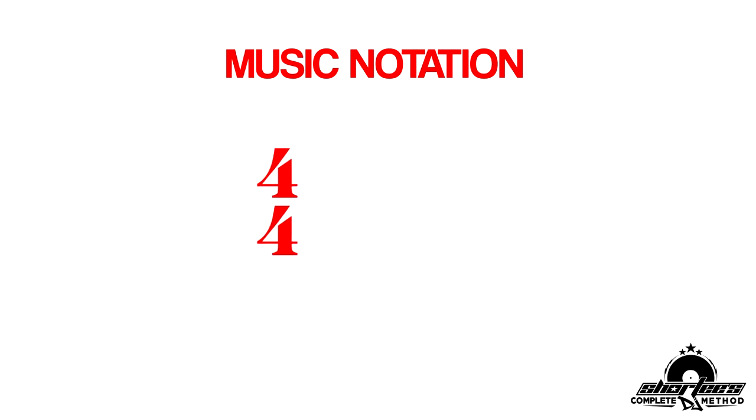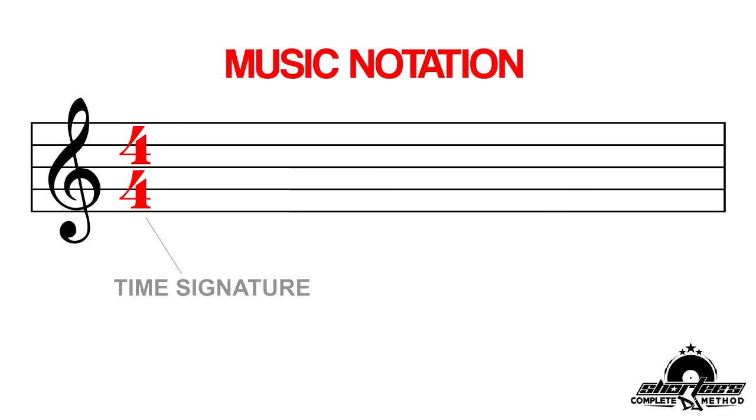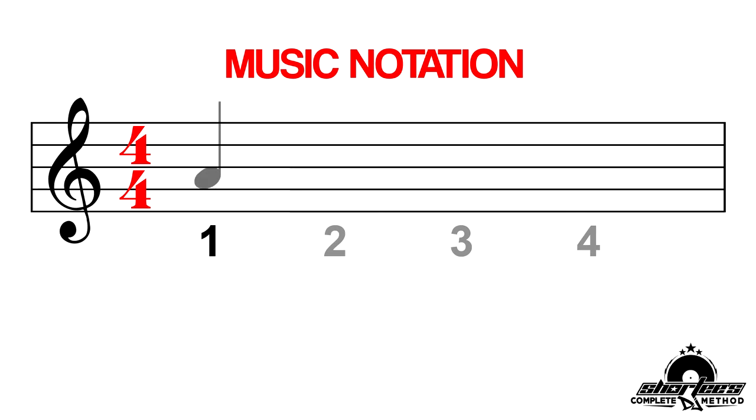A little fraction code at the beginning of the staff is called the time signature, and that tells you how to count the beats. Most of the music DJs play is in 4/4 time, which means there are 4 beats in every bar. The top number in the fraction represents the number of beats to count in each bar, 4 beats. The bottom number indicates which type of note receives 1 beat, or count. The quarter note.